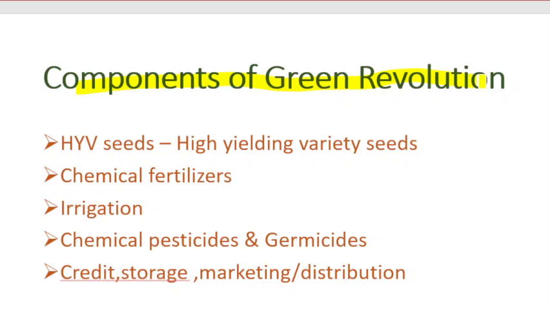Now, the components that form part of the green revolution. The first one is very important: HYV seeds, high yielding variety seeds. Why are they called high yielding variety? Because they are the best quality seeds.